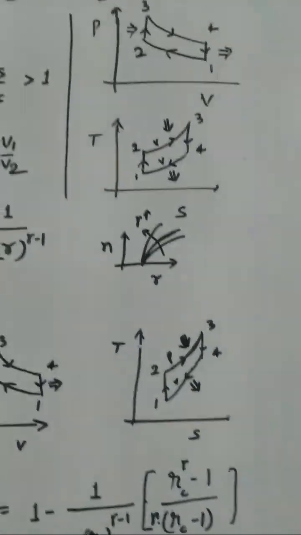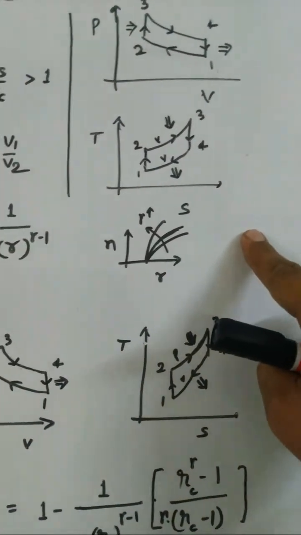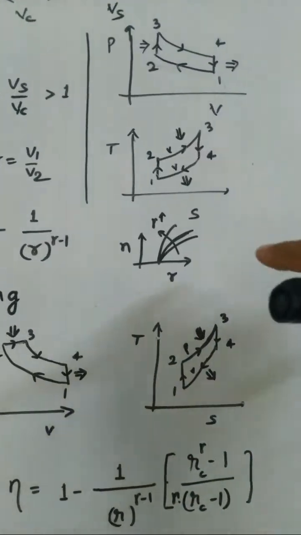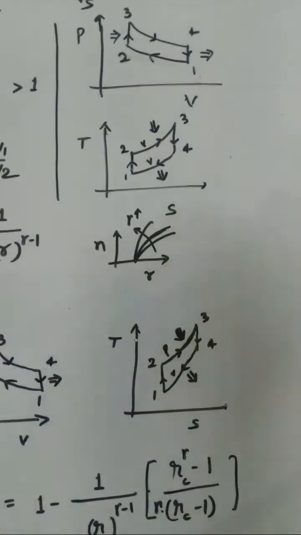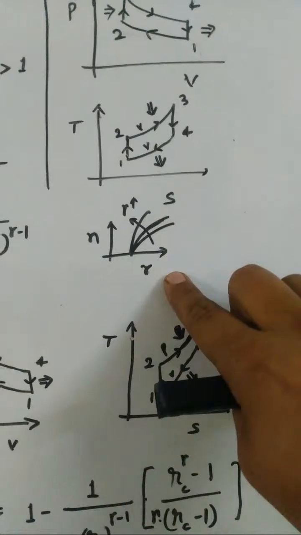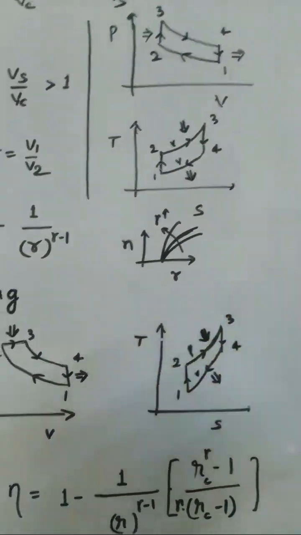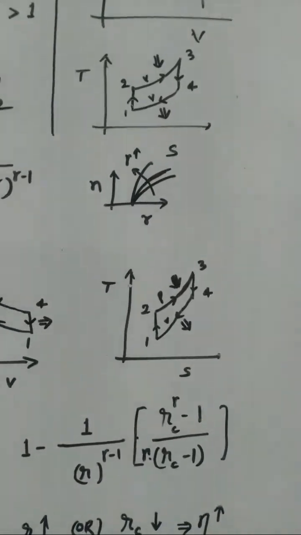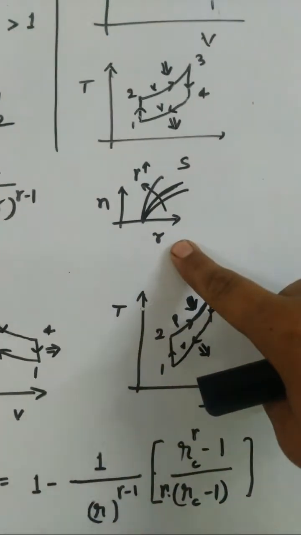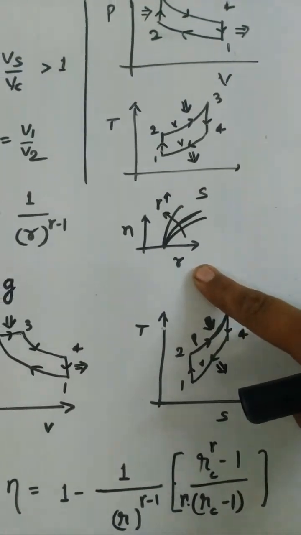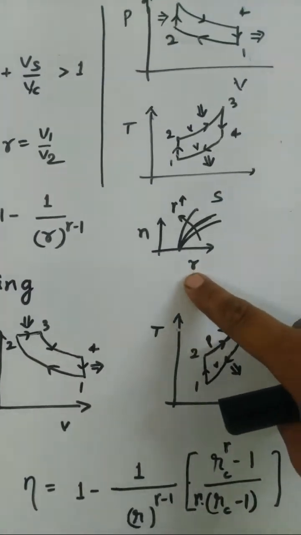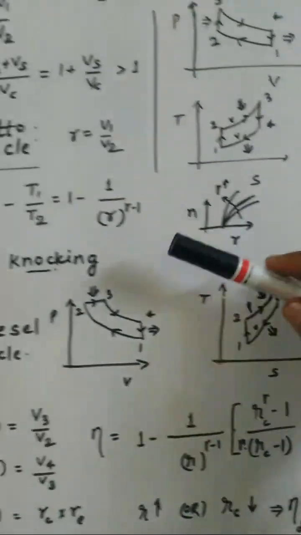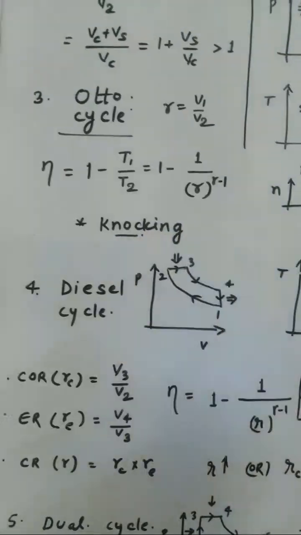But if we keep on increasing r, the efficiency will increase. Then we should say that we should keep compression ratio very high, but the limiting factor is called knocking, because in engine, if the compression ratio will be very high, then there are chances of knocking. So we cannot increase r endlessly. There is some limit. So knocking is the limiting factor.